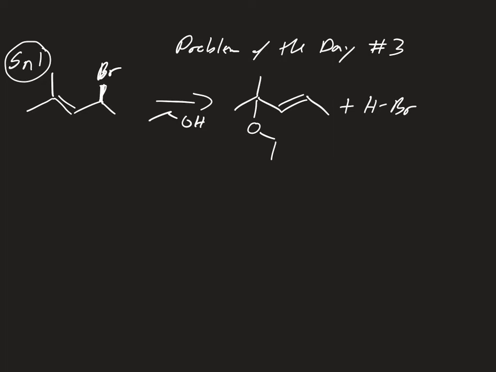Now, in this one, if you just look at the product, you probably already noticed, wait a second, it looks like this is moved, right? There probably was some sort of rearrangement already. Hopefully you recognize that. Also notice there are no more wedges and hashes because you're going to make a carbocation, so you're going to lose that. So what happens first? Leaving group leaves.